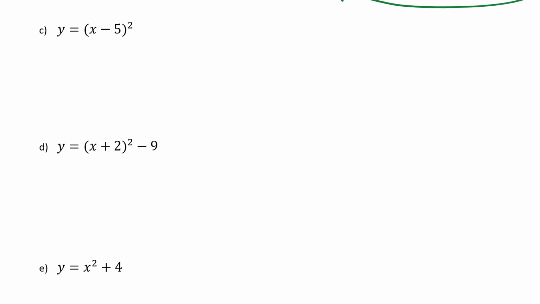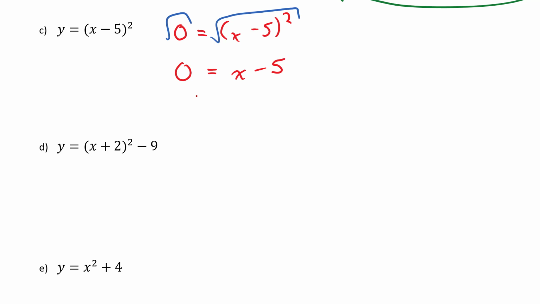Let's try the next one. So we're going to set y equal to 0. 0 is equal to x minus 5 squared. Let's square root both sides, the whole thing. Square root of 0 is just 0. X minus 5 equals 0. Swing the 5 over to the other side. X is equal to 5. There is only one answer to this one. Why is that?